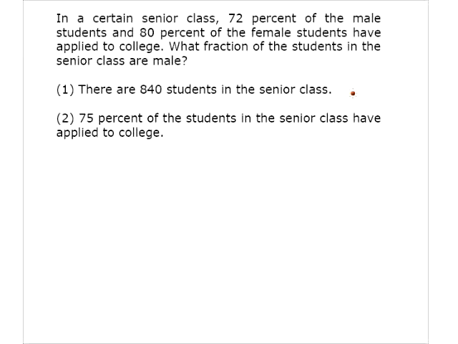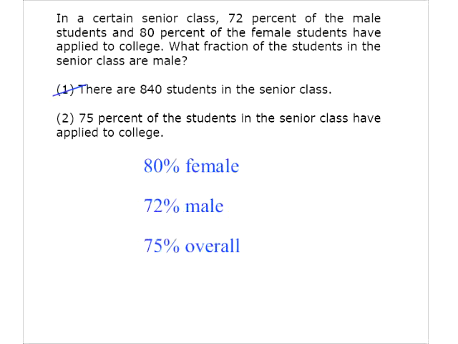Yeah, A is clearly insufficient. An absolute number is not going to help us with that. Now the whole concept here is the weighted average. We know that 80% of females have applied to college. We know that 72% of males have applied. And if they tell us that 75% overall have applied, then that is basically giving us all we need to know to figure out the proportion of males to females.